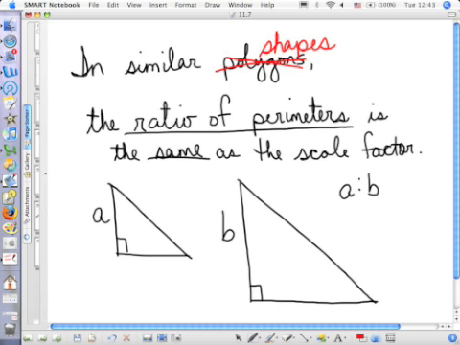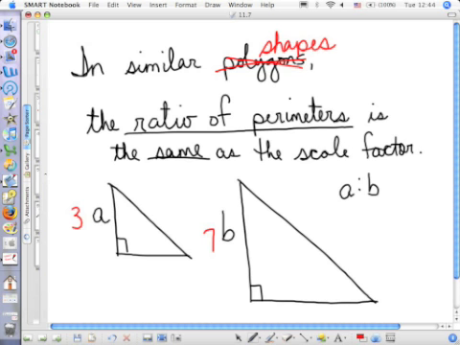So in this case, I have a smaller triangle drawn with a height of A and a larger triangle with a height of B. Well, the scale factor of the two triangles is A to B, which means the ratio of the perimeters is also A to B. Very, very simple. So what does that mean? If this is 3 and this is 7, what's the ratio of the perimeters? 3 to 7.